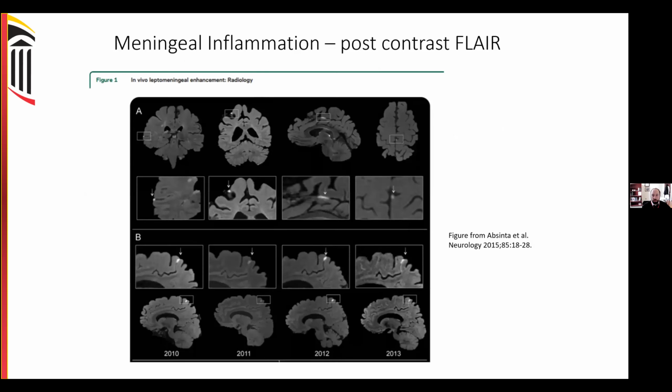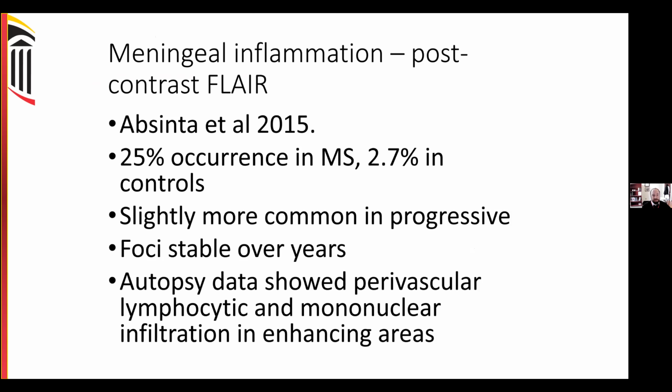So one of the first groups to show this was, again, from the NIH, and this is not from an ultra high field study, this is a 3T study. What they took a look at is this idea of post-contrast FLAIR, and they did indeed show areas of gadolinium deposition in the meningeal space on post-contrast FLAIR. They found this to be present in 25% of their subjects, a very small number, but some controls also had it. They found it to be slightly more common in progressive patients. The foci themselves were stable over years.